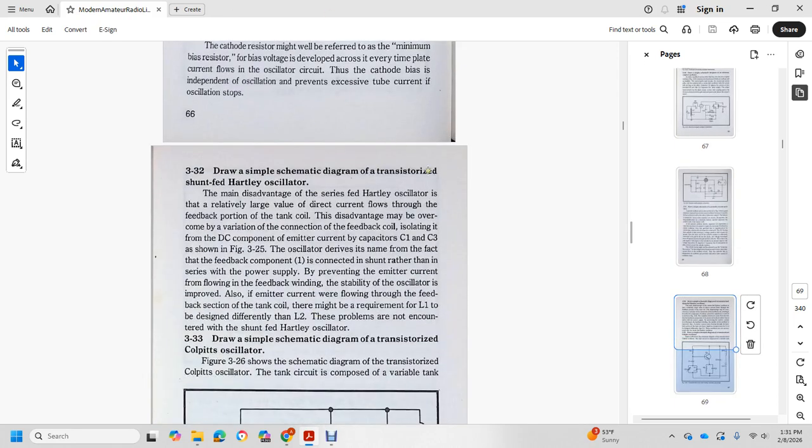332. Draw a simple schematic of a transistorized shunt-fed Hartley oscillator. A disadvantage of the Hartley oscillator is the relatively large value of direct current through the feedback portion of the tank coil.